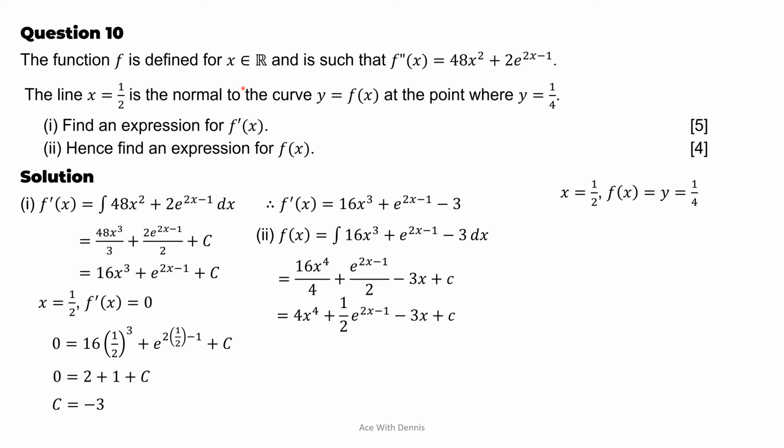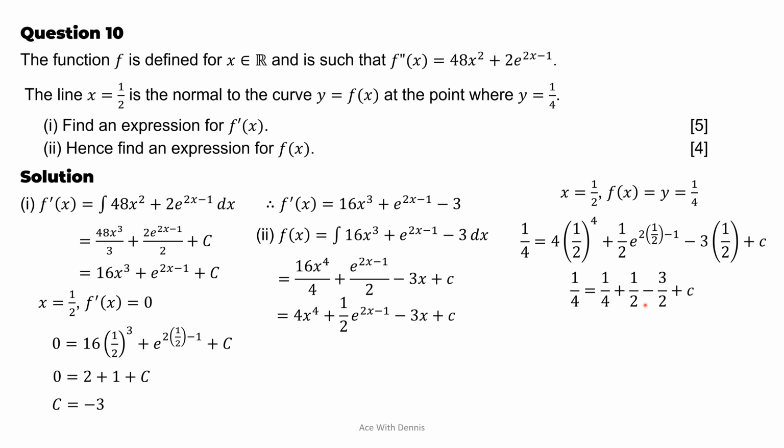Now the next thing again we need to do is to find the value of c. The information given is x equals half and y equals 1 over 4. Just substitute inside this equation. We get 1 over 4 equals 4 times half to the power 4 plus half e to the power 2 times half minus 1 minus 3 times half plus c. So we get 1 over 4 equals 1 over 4 plus half minus 3 over 2 plus c. Just calculate, we get the c value equals 1. Therefore, f(x) equals 4x to the power 4 plus half e to the power 2x minus 1 minus 3x plus 1.